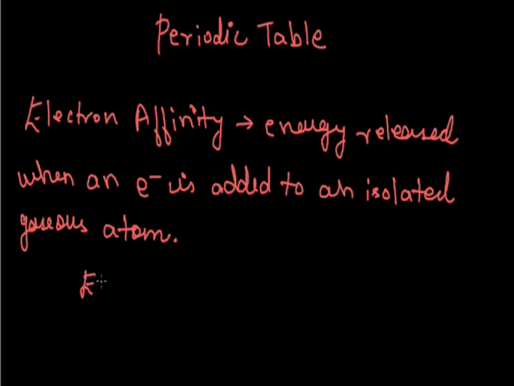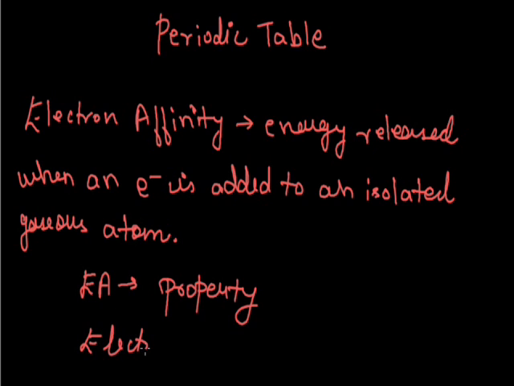A thing which has to be kept in mind is that electron affinity is a chemical property. There is another term which we use for this, electron gain enthalpy. Electron gain enthalpy is defined in terms of energy. So the more the energy released, the more the electron gain enthalpy, and the more is the electron affinity. Less is the electron gain enthalpy, less the amount of energy released.